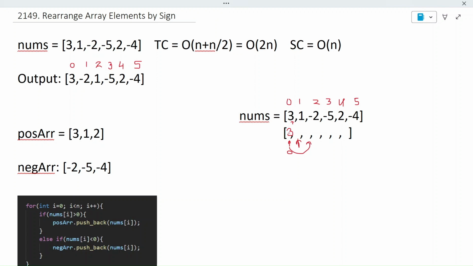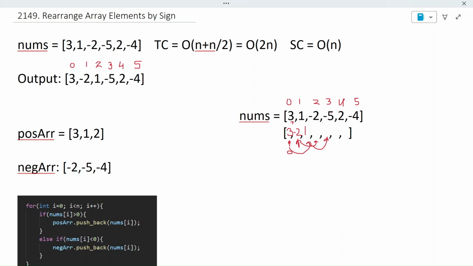Now we are at this index. It is also greater than 0. Very good. So I will insert it here and also increment this pointer by 2. Now I am at this. It is less than 0. So I will simply put it here, where our negative index pointer is pointing. Now I will increment this pointer by 2. Now it is pointing here.